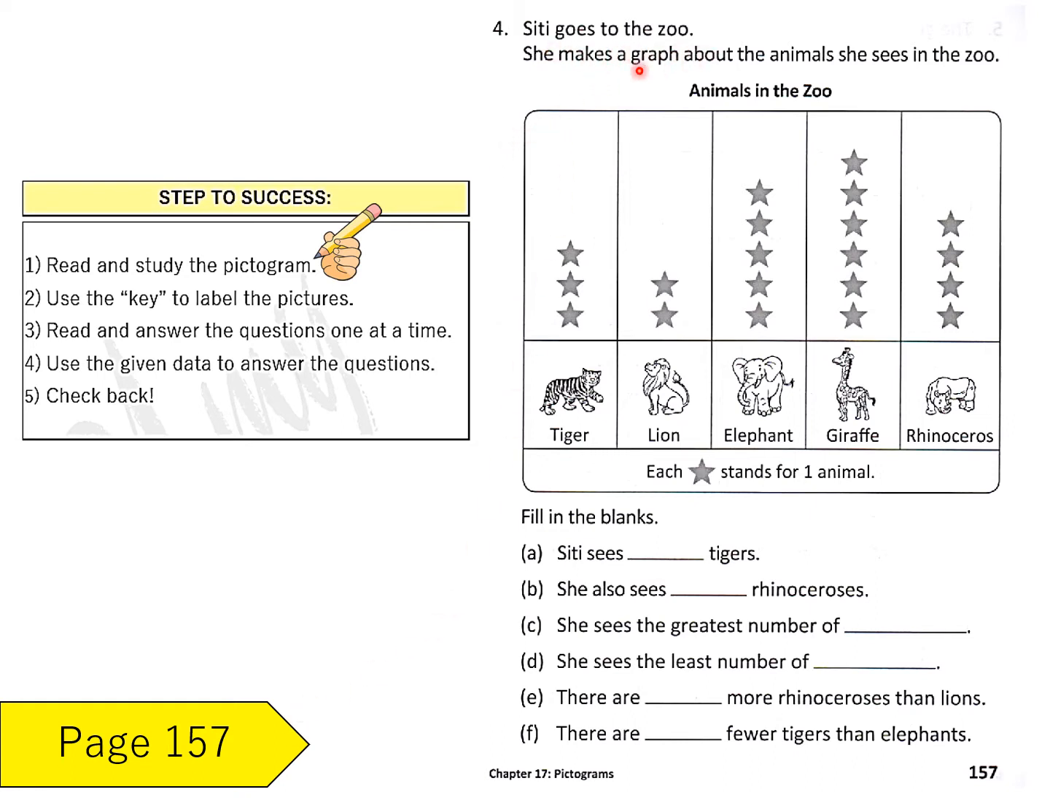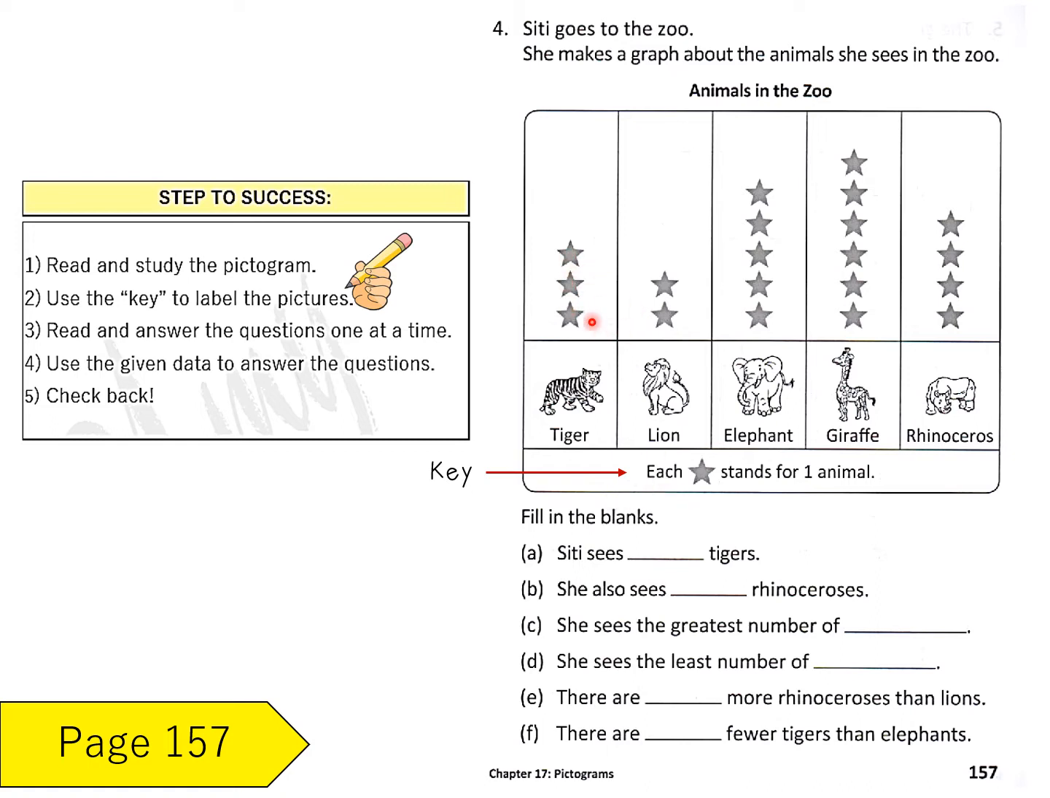Siti goes to the zoo. She makes a graph about the animals she sees in the zoo. So this is the pictogram. So there are lion, tiger, elephant, giraffe, and rhinoceros. So this is the key that I'm talking about.